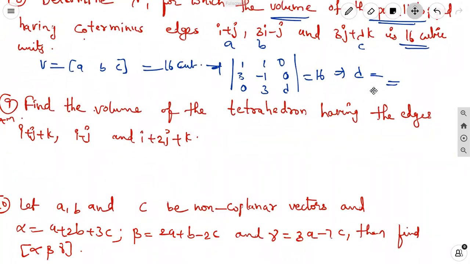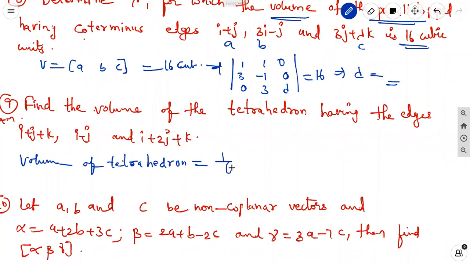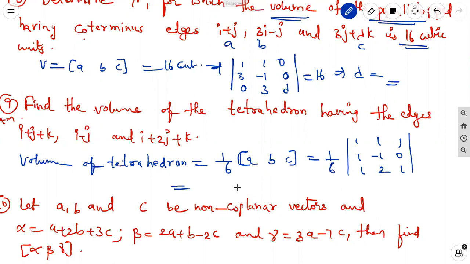Already we did the same thing, how to find out the p value. And find the volume of the tetrahedron having the edges. The volume of the tetrahedron formula is: volume of tetrahedron is equal to 1 by 6 of the volume of ABC, that is equal to 1 by 6 into the determinant 1, 1, 1, 1, minus 1, 0, 1, 2, 1. Find the determinant and simplify. You get the volume of the tetrahedron.